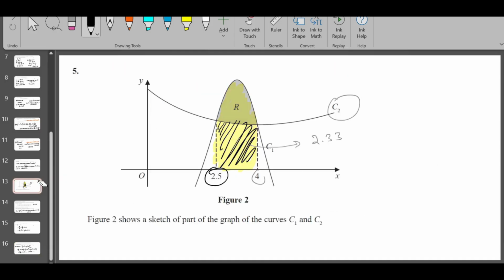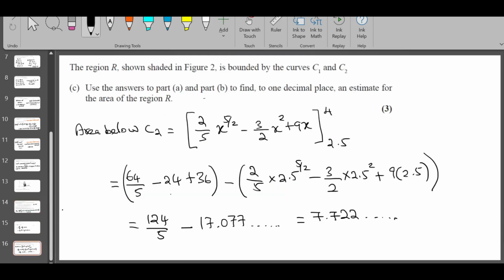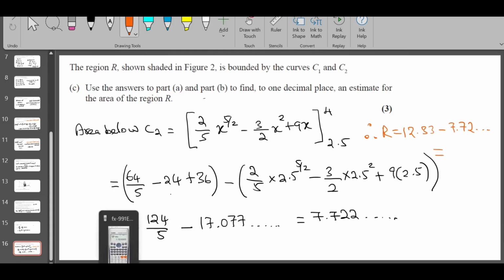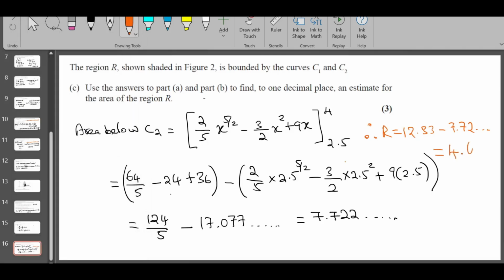Now we already have the area below C1, we need to subtract the area below C2. Area below C1 is 12.33. So you can write therefore R is equal to 12.33 minus 7.722. Round it to 1 decimal place. 12.33 minus the recent answer, 4.6 to one decimal place. 4.6 square units, because we are talking about area here.